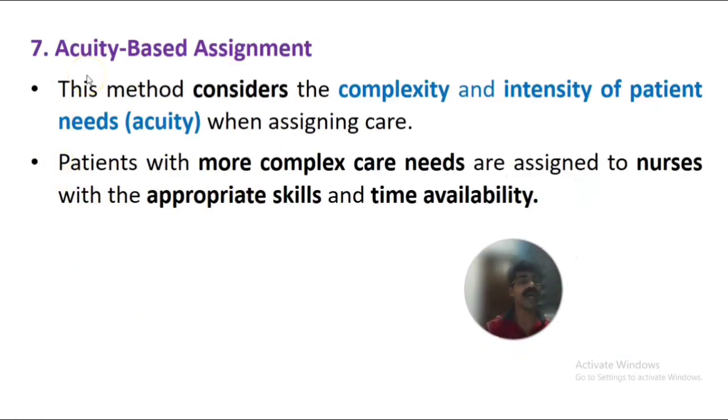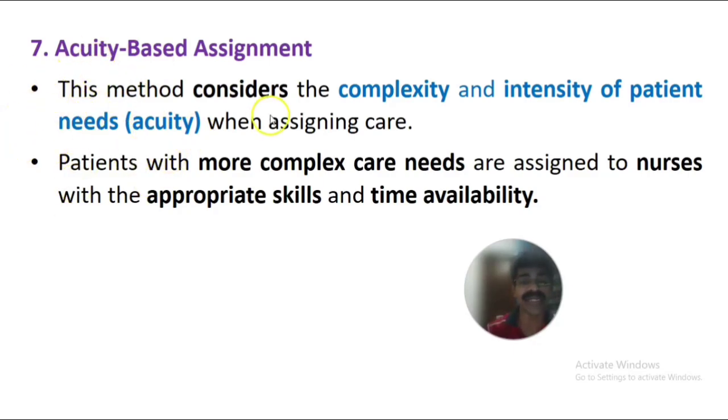Now, the seventh one is Acuity-Based Assignment. This method considers the complexity and intensity of patient needs. That is called acuity, when making nursing care assignments, or among the methods of patient care assignment. So, as the term indicates, it is acuity-based, based on the need of the particular patient or based on the problem of the patient.